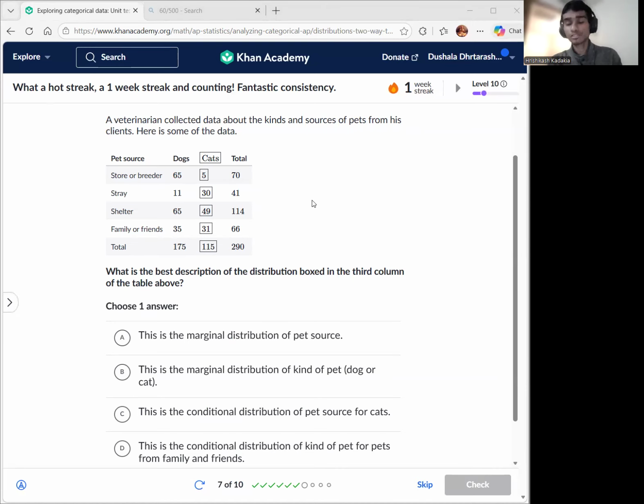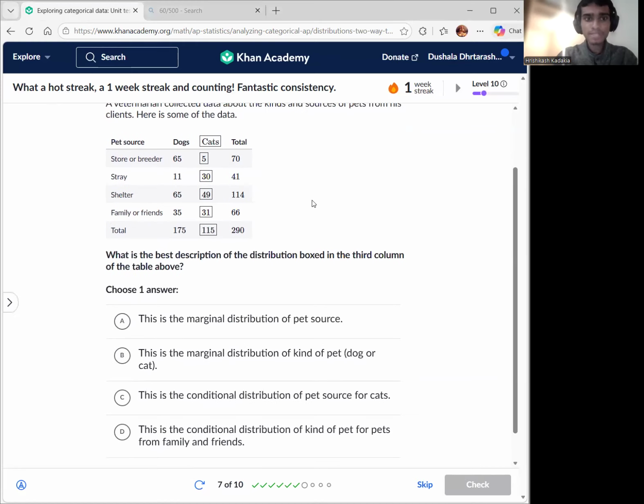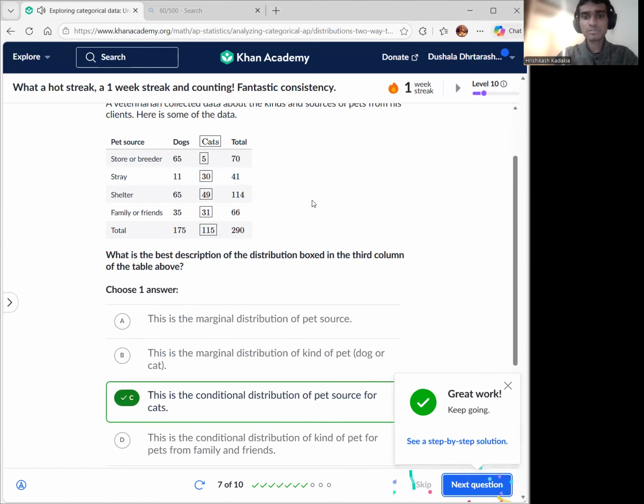That should be the conditional distribution for pet source of cats. The other option is not true, because we are not getting the conditional distribution for kind of pet for pets from family and friends. That would be this part. This part is about the pet source, the pet source of cats.